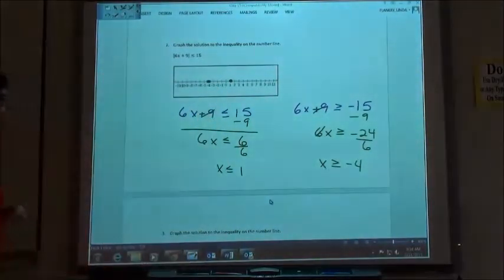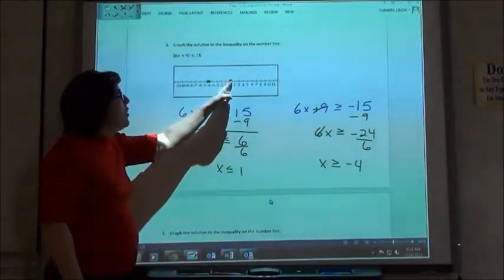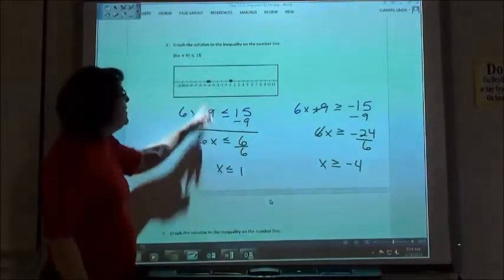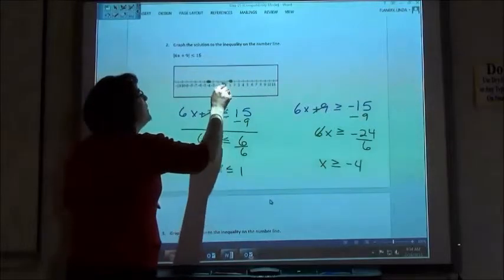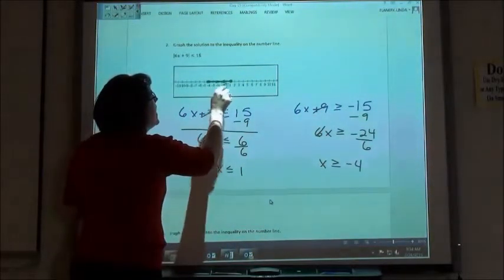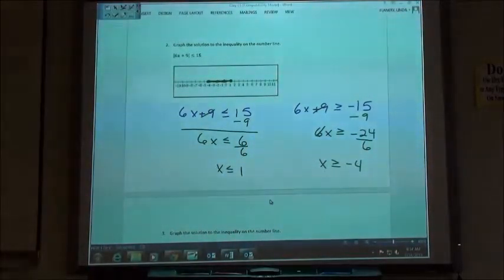And then I have to think about my shading. I am less than or equal to 1, so I'm on the left side of the 1, greater than or equal to negative 4. So I've got to be on the right side of the negative 4. So if I'm less than the 1 but greater than the negative 4, you'll see that I end up shading between my two dots.